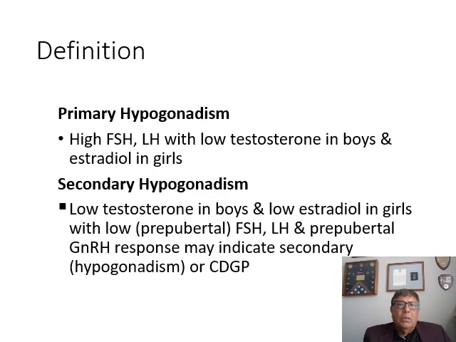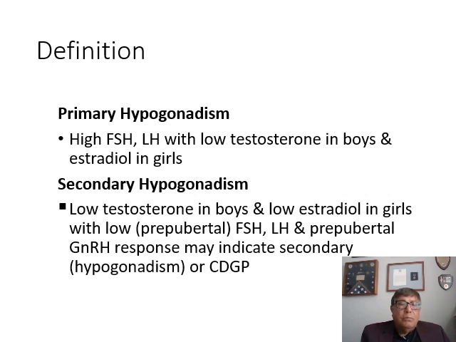Now let's talk about the definition of primary hypogonadism. This is important for you to understand: primary hypogonadism means the defect lies in the end organ, ovary or testicle. So as a result of that, you will have high FSH, LH. That means there is enough production of gonadotropin, but the testicle or ovary is not responding. So there will be low testosterone in boys and there will be low estradiol in girls. So high FSH, LH, low testosterone and estradiol is the hallmark of primary hypogonadism.